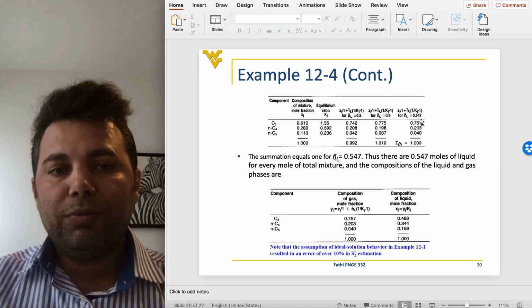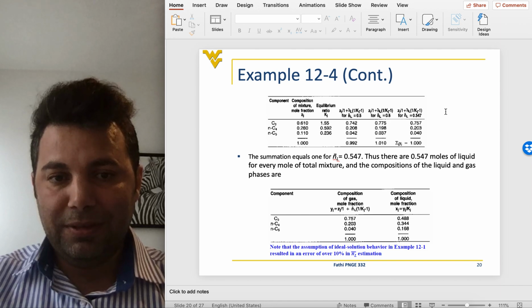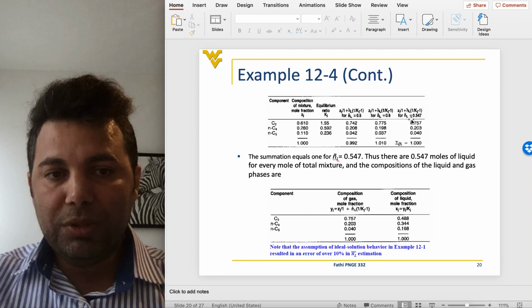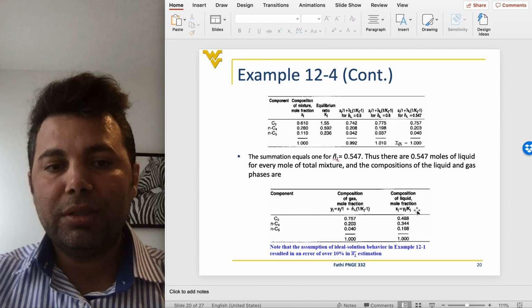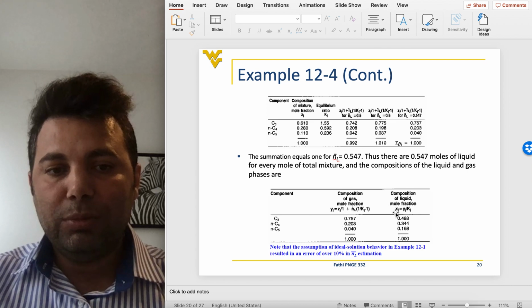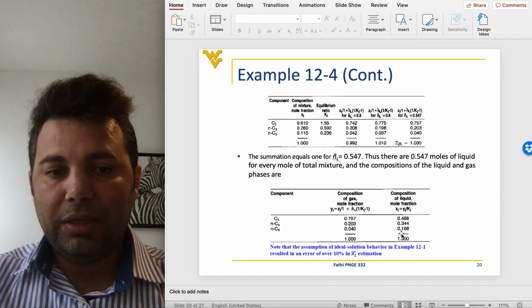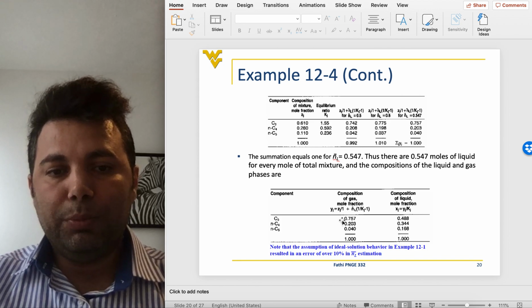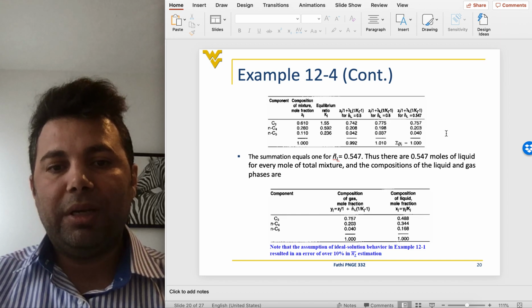So if NL is 0.547, NG is 1 minus 0.547. Okay, so I will have the number of moles in liquid, and the number of moles in gas, which is 1 minus that. These are the compositions of the gas. So the composition of the liquid becomes the composition of gas divided by Kj. Remember, Kj was Yj over Xj. So if I have the mole fraction of the gas, the mole fraction of the liquid is simply Yj, these numbers divided by the Kj's. So I can find the composition of the liquid. So I can get the composition of gas, composition of liquid, number of moles in liquid, and number of moles in gas, which is 1 minus this number.